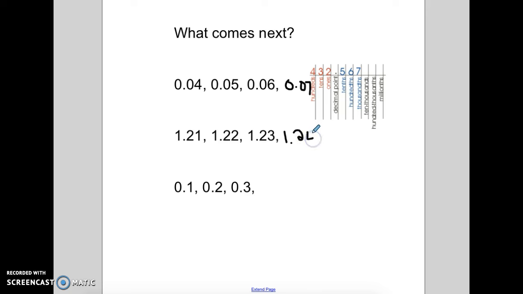Okay, now let's look at the next problem here. We've got 1 tenth, 2 tenths, 3 tenths. The next one is going to be 4 tenths. All right, great work. So remember, right after the decimal is tenths and then hundredths. That's going to be really important as we continue.